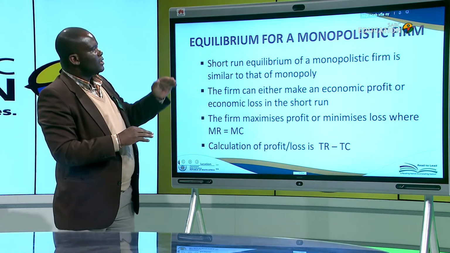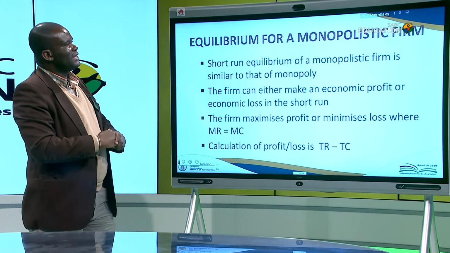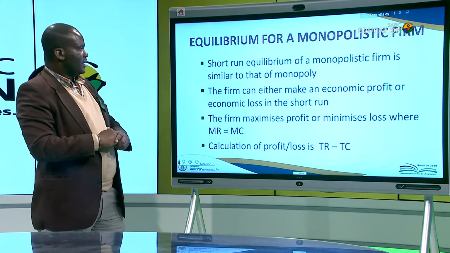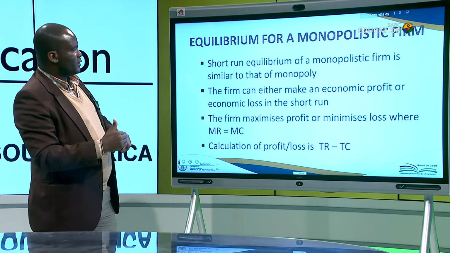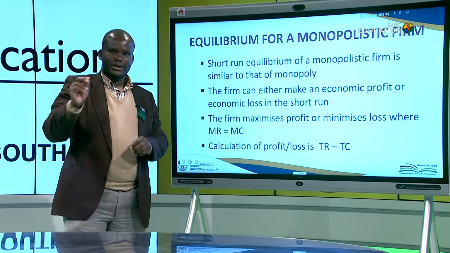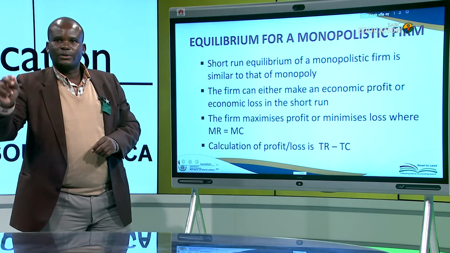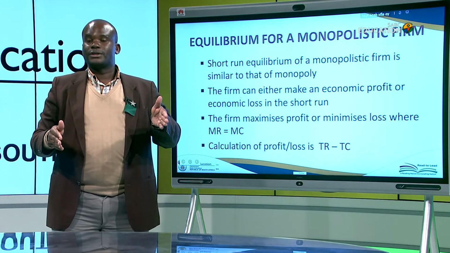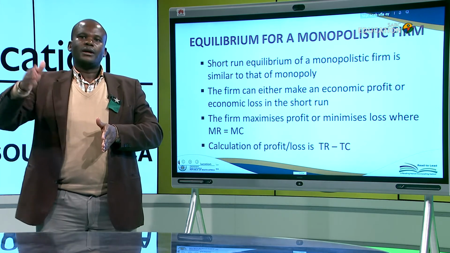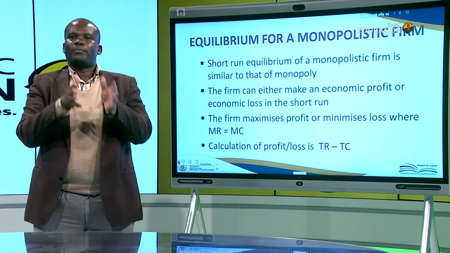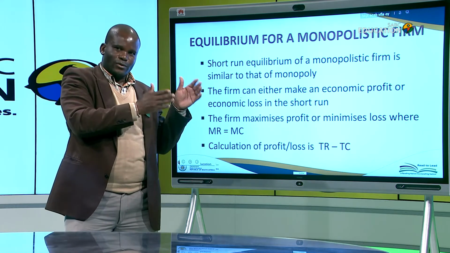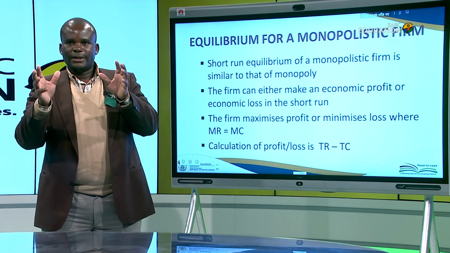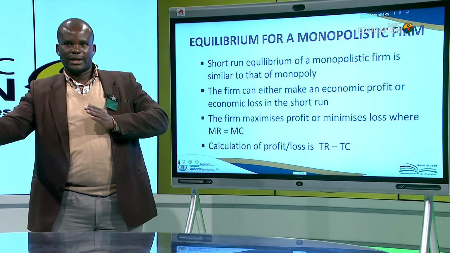So it says here, short-run equilibrium of a monopolistic firm is similar to that of monopoly. The firm can either make an economic profit or an economic loss in the short run. That's what they mean when they say it's similar to that of a monopoly. Remember, we said a monopoly can make a profit, or it is also possible for them to make a loss in the short run. The same applies again with a monopolistic competitor. It makes a profit, or it can also make a loss in the short run, depending on their costs and their revenue.